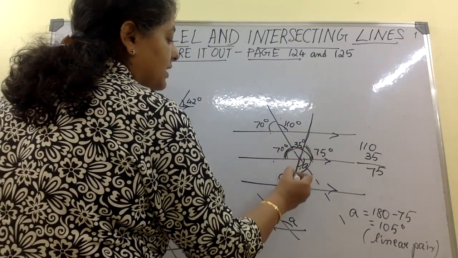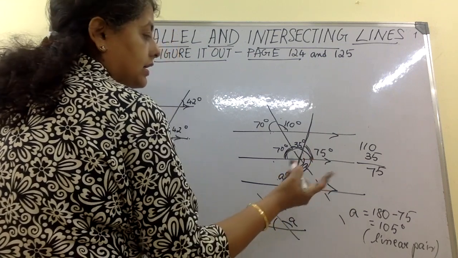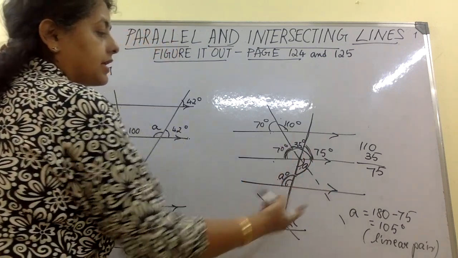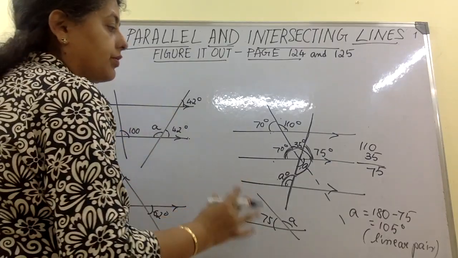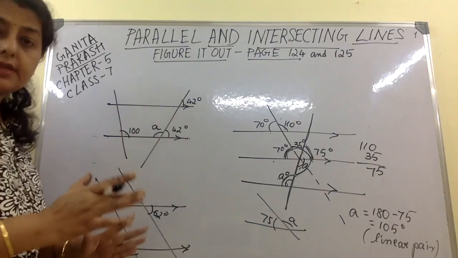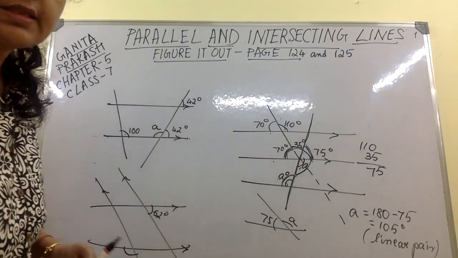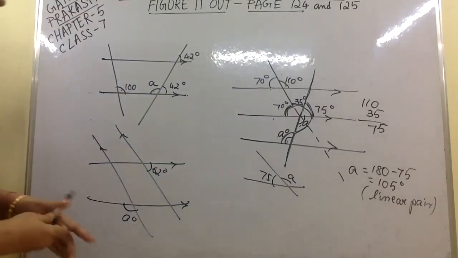If that is a 70, 70 plus 35 makes corresponding with A. So 70 plus 35 is 105. So whichever method you take, it is going to come the same. Only your method has to be correct according to the rules of parallel lines. Now let's see the next question over here.